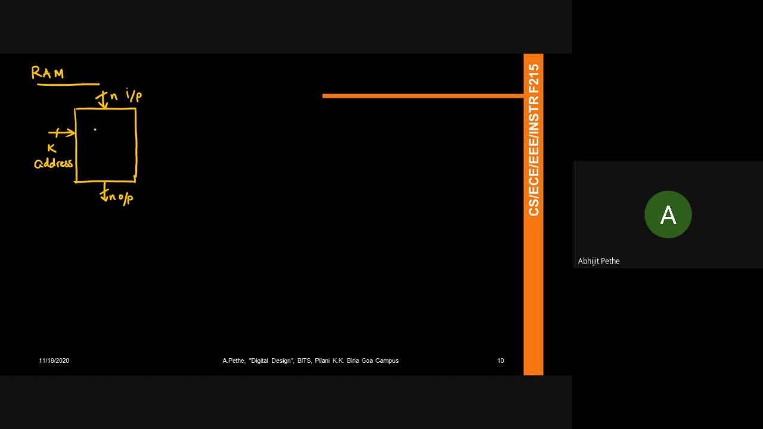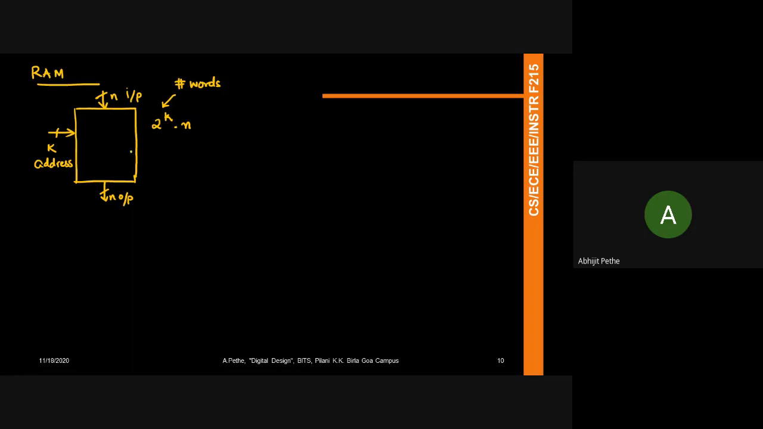So if you want to calculate the number of bits in this memory, how many bits are there in this memory? You'd have to unmute and answer. 2 to the power k. 2 to the power k is the number of words. How many bits will I have? Times n. Times n, right? So this is the number of words I have in the memory, and these are the number of bits per word in the memory, right?